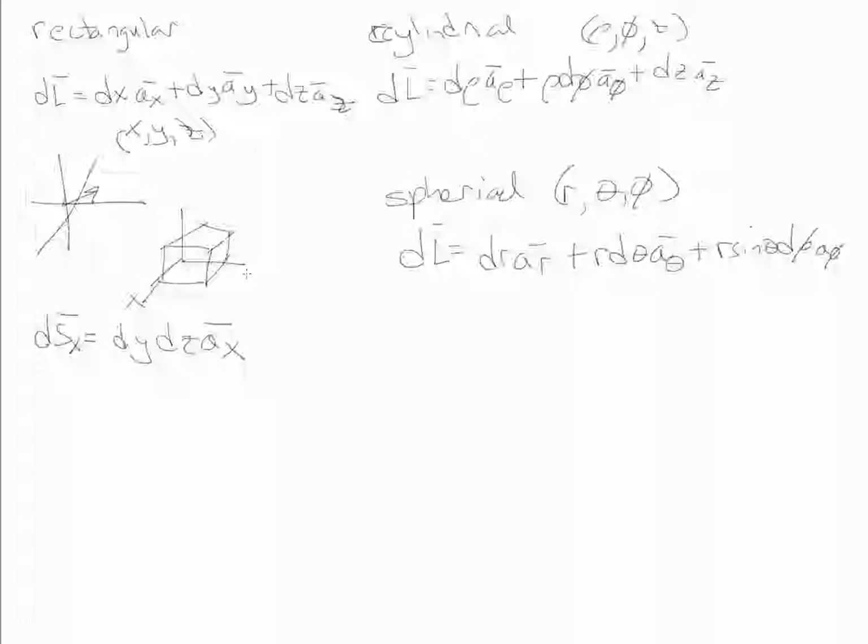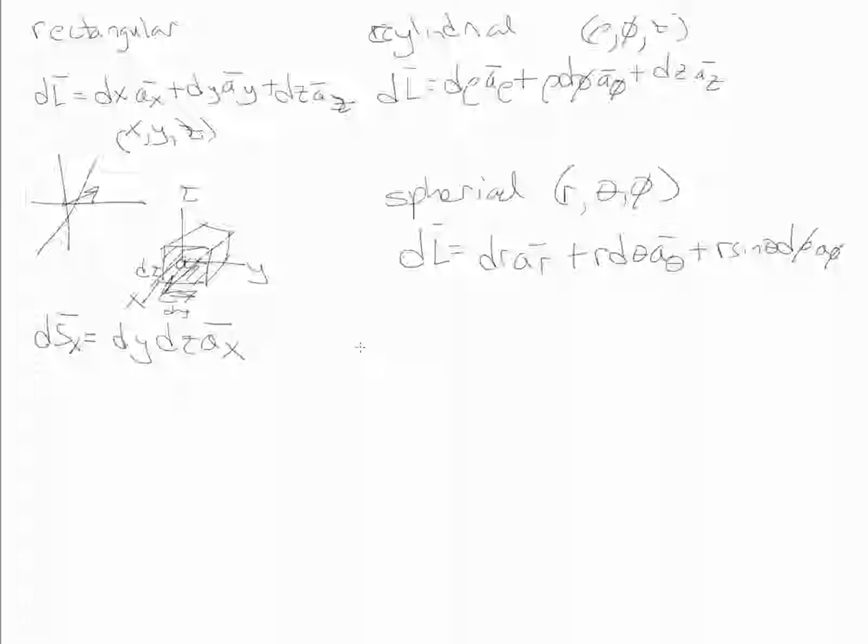Okay, so if we have x, y, and z, the x surface is going to be along this direction. It's going to be this one that I've just put right there. And so this distance here is going to be dy, this is going to be dz, and it's going to be outward normal. So dy, dz, outward normal is ax.